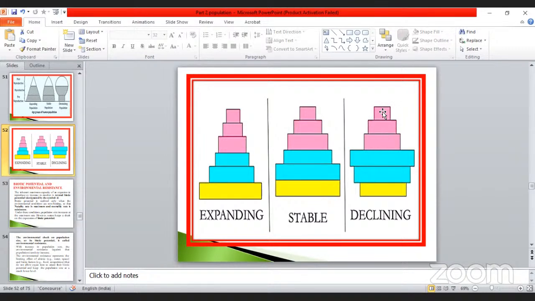The death rate increases. So that is important. That is denoted as the decline stage. Okay, my dear, sometimes they may ask the question: age pyramid is also divided into how many types?